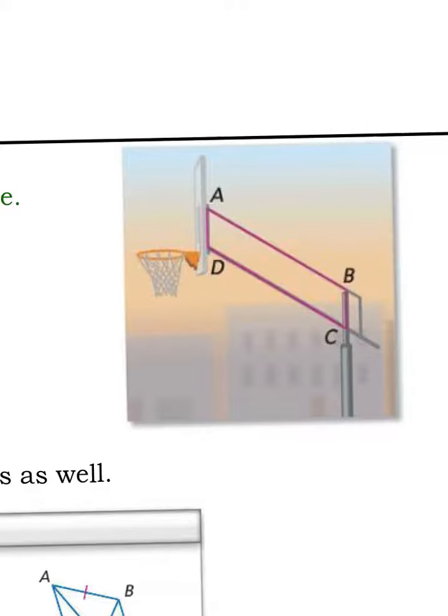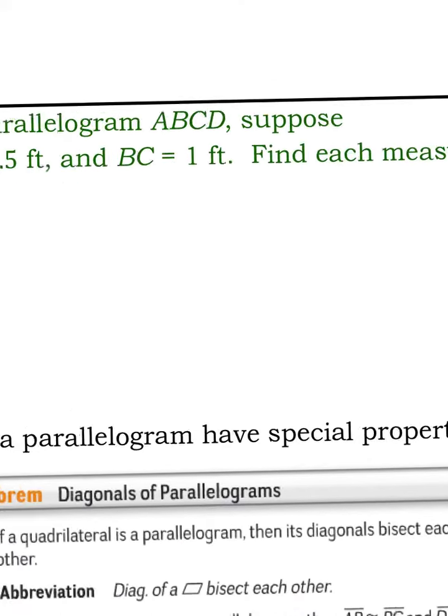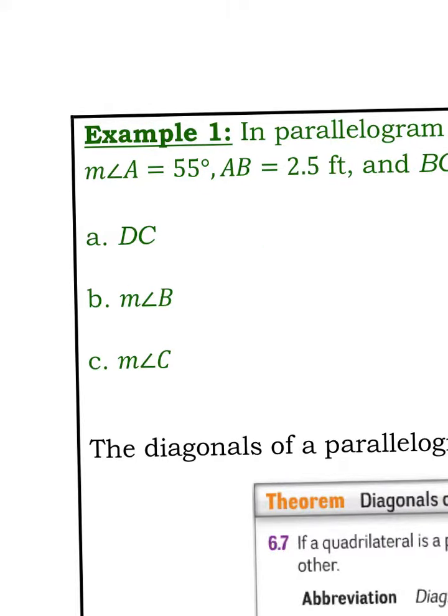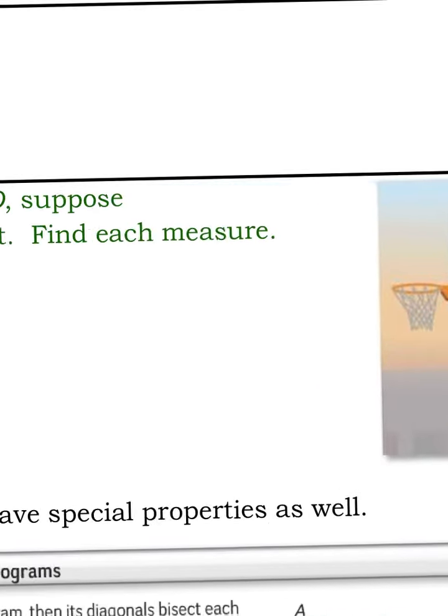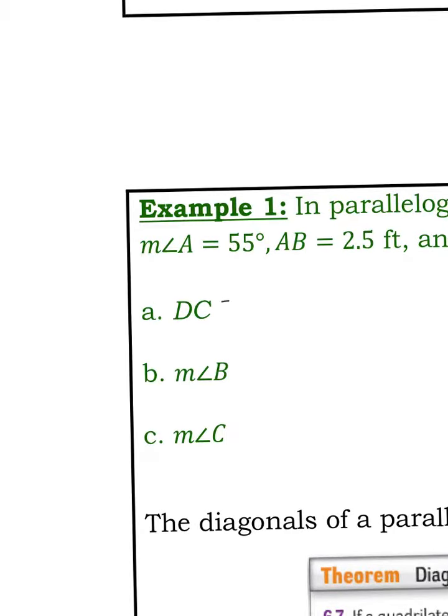Here I have a basketball hoop, and in the mounting mechanism, it forms a parallelogram. I'm given that angle A equals 55 degrees, side BC is 1, and side AB is 2.5. So I'm just asking you, what is side DC? Well, DC is underneath AB. So DC is 2.5.